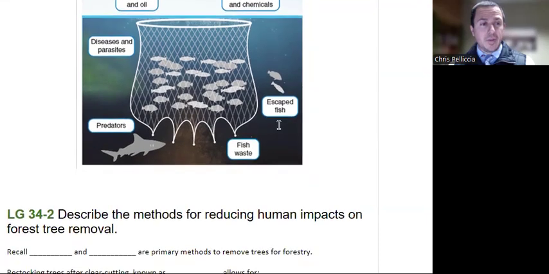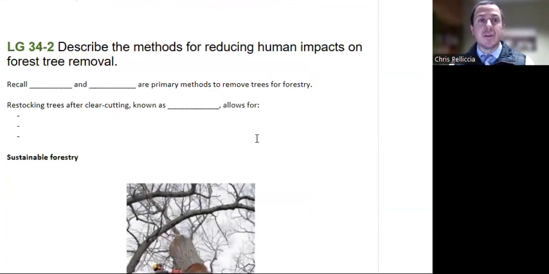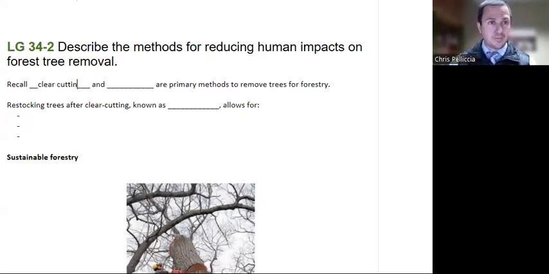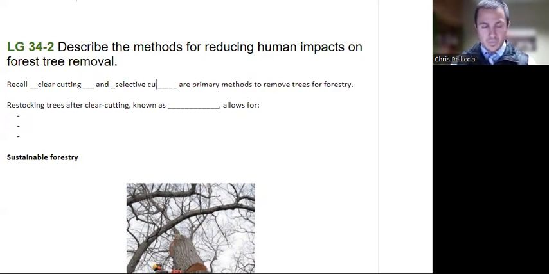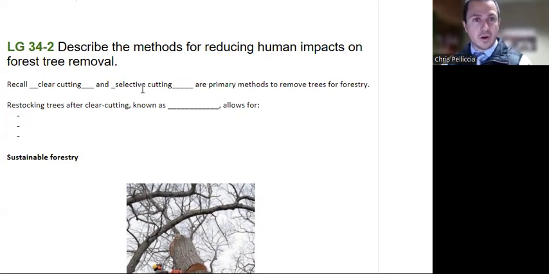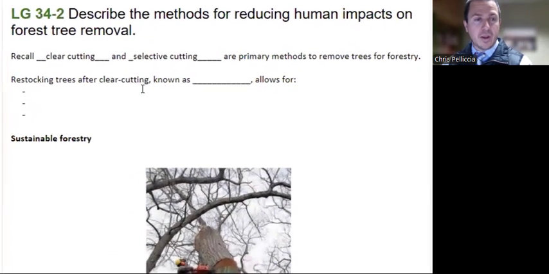To pivot gears a little bit, the next learning objective I want to look at in this video is talking about methods for reducing human impacts on forest tree removal. So we shifted to marine systems for aquaculture, shifting back to the land now. Recall that clear cutting and selective cuttings are two different methods for removing trees. Again, clear cutting and selective cutting are two different methods for tree removal for forestry.